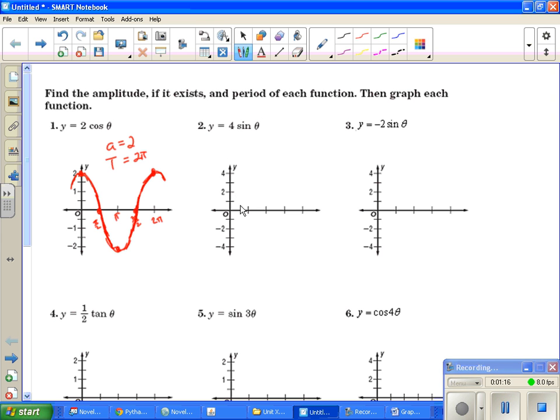4 times the sine, same idea. Sine still starts at the origin. So after 2 pi, it's still going to get back down to the origin. Halfway through, it's going to cross back through the middle. It hits the top here at 4, because instead of stretching to 1, it's going to stretch at 4 units. And it's going to go down to the bottom here at -4.